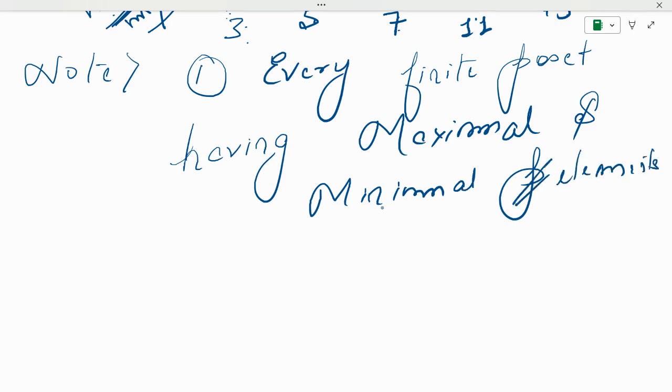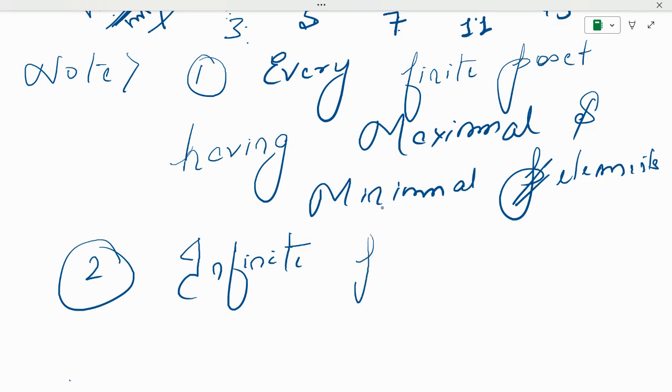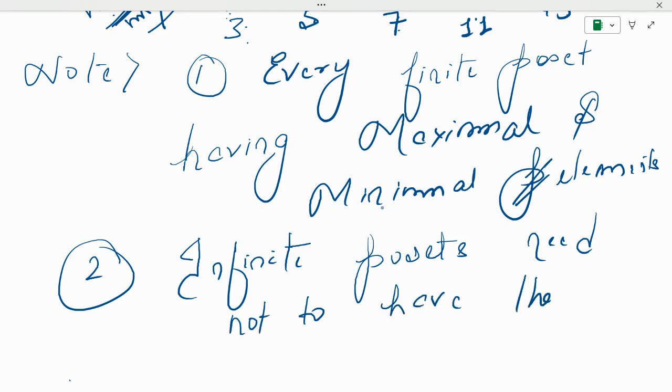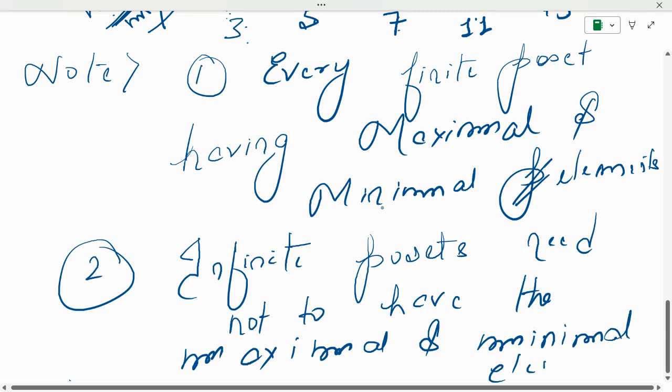And the second result is about infinite posets, where you are not aware of what the numbers in that poset are. So infinite posets need not have maximal and minimal elements. Okay, so this is a very important point.